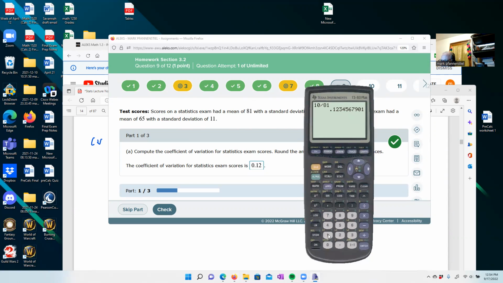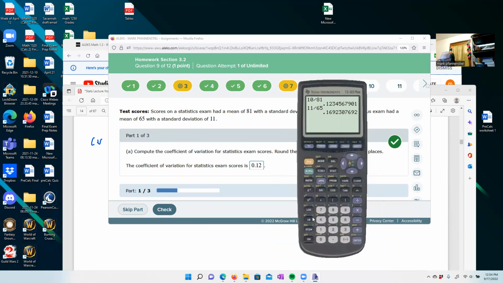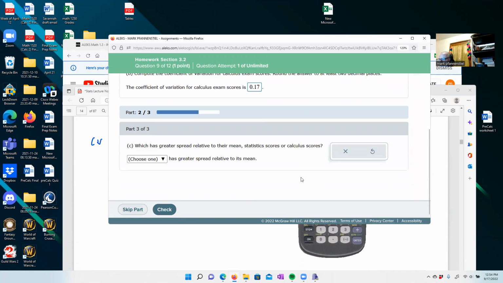Trust me, a mean for a calculus exam could be 0 too. It's not pretty, but it does happen. Hopefully we'll not have that problem. So the 2 decimal places on this 9 is going to turn this 6 into a 7. So I'm going to say this is 0.17 here. We're going to double check that, and we're good to go.